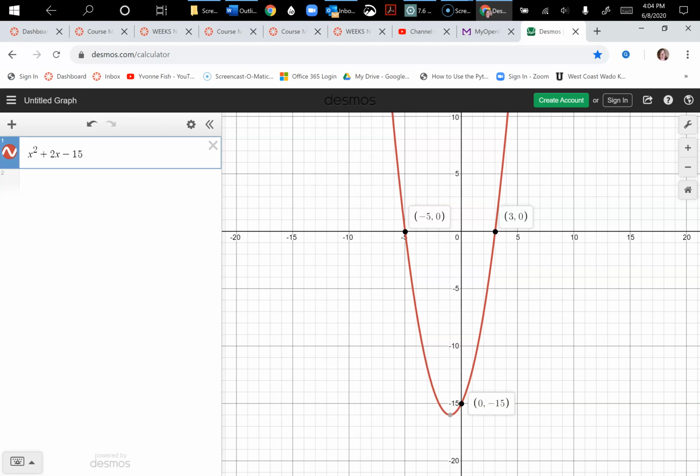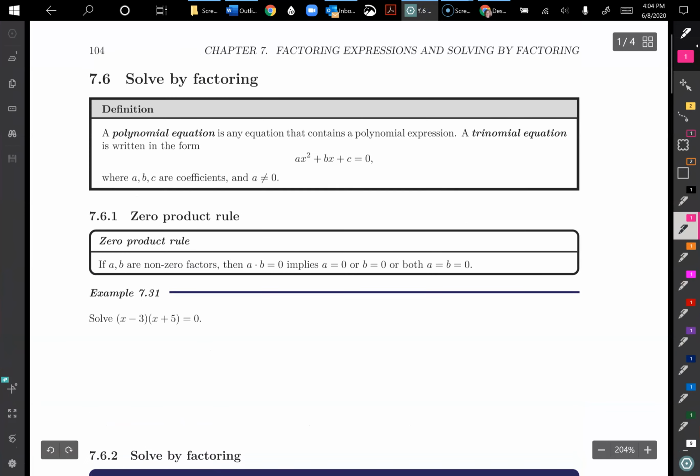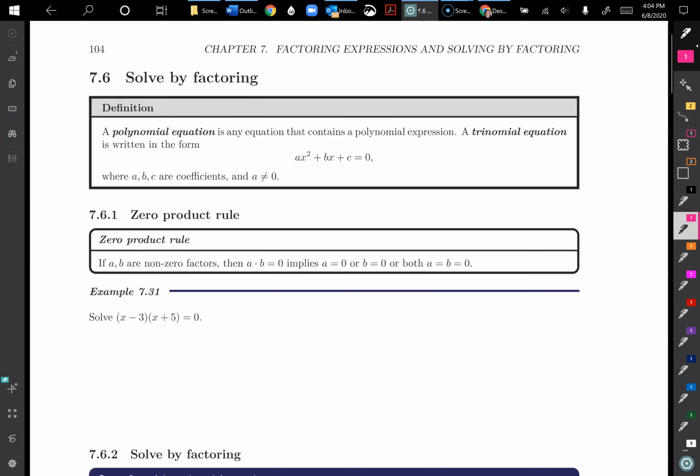One thing to note on this, if I have a coefficient of a that is greater than 0, so it's positive, I have an upward opening parabola, is what this shape is called. Okay. So now let's look at the workbook, and we're going to talk about the zero product rule. If A and B are non-zero factors, then A times B equals 0 implies A equals 0 or B equals 0 or both of them equal 0.